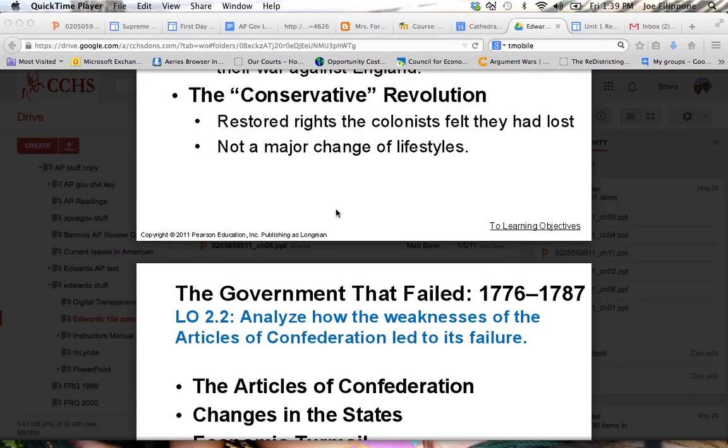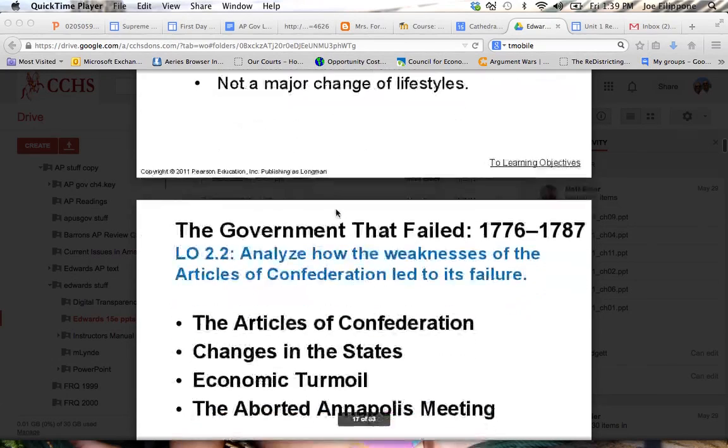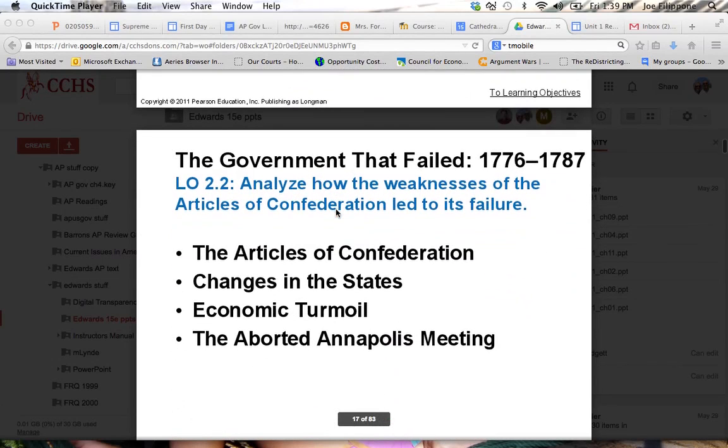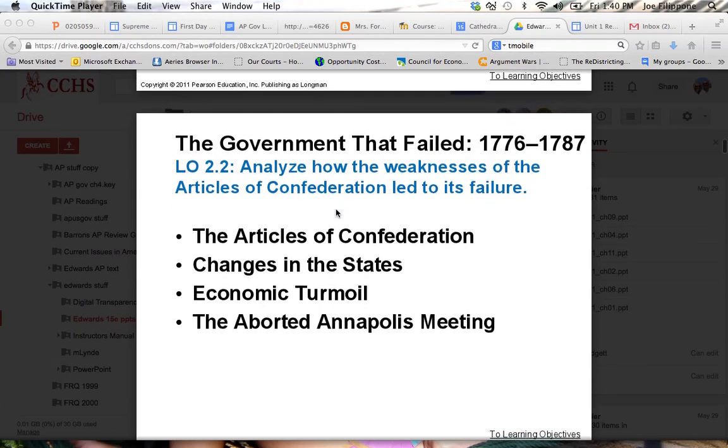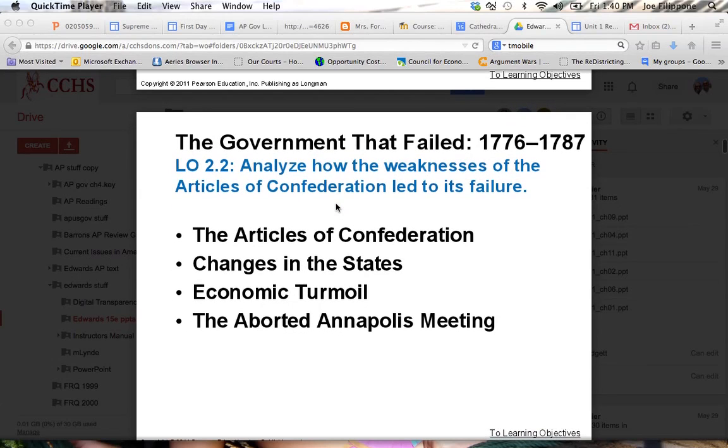And they're going to try a government of confederation. We'll talk about that in a sec. And we'll talk about what changed in the states, the economic turmoil that you see usually after a war because you have to pay all these debts. And we'll talk about the Constitutional Convention.